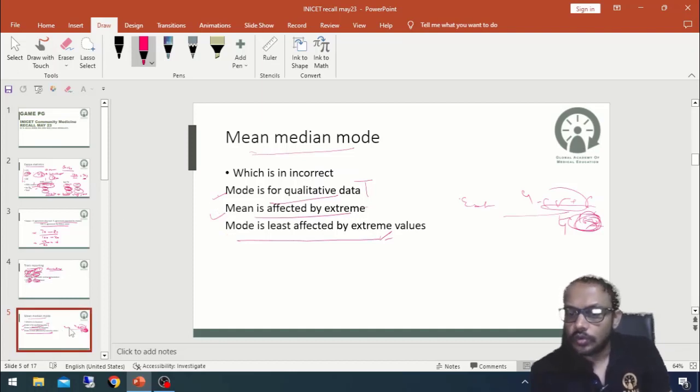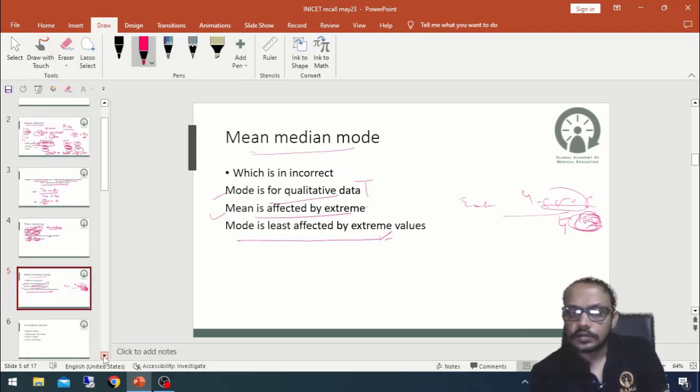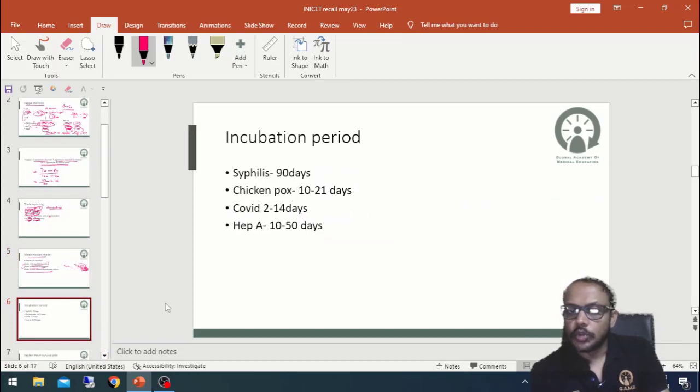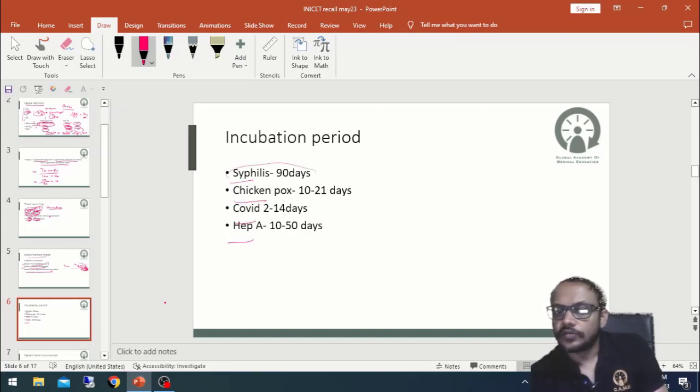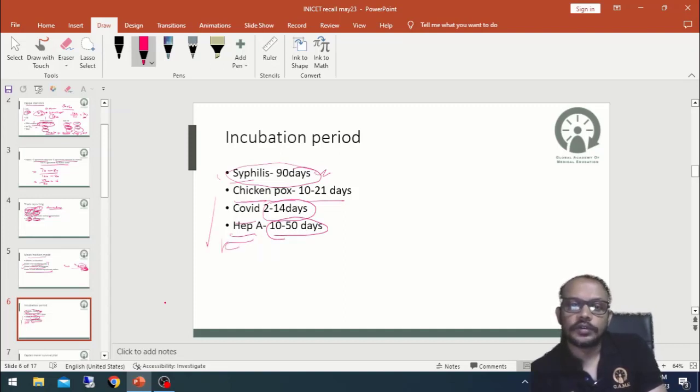Next, coming to the next question, which is related to the incubation period. The question was about nearly four diseases: syphilis, chickenpox, COVID and hepatitis A. For syphilis it is 90 days, in chickenpox it is 10 to 21 days, in COVID it is 2 to 14 days, and hepatitis A it is nearly 10 to 50 days. It is very variable, 10 to 50 days. So, these were the right incubation periods.